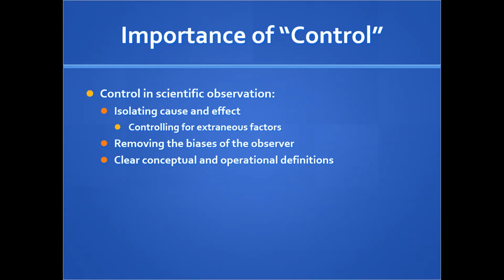When we say extraneous factors, these are factors that you did not consider, or are not part of your study, but could have a potential effect on your results. So make sure that you control them, or do your best to address them. And of course, you have to remove the biases of the observer, that you really have to be objective and not be influenced by certain external factors.